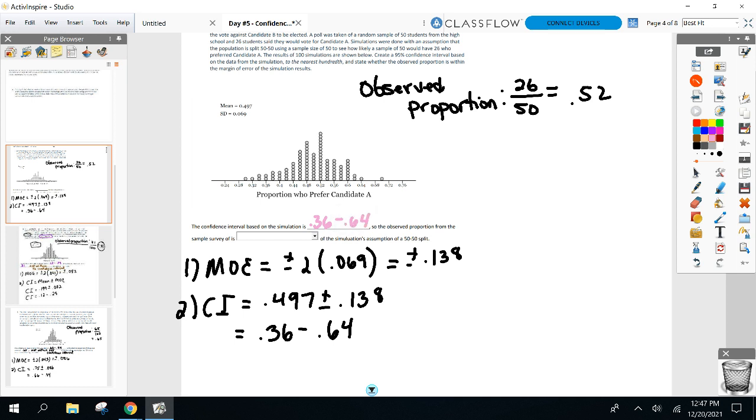All right, so the confidence interval, 0.36 to 0.64. There should be another blank in here. So the observed proportion from the sample survey, there should be a little line in there of, what was my observed? 0.52. Now what am I going to put is within the confidence interval. We've been putting not within, but we finally got one. So within the confidence interval.